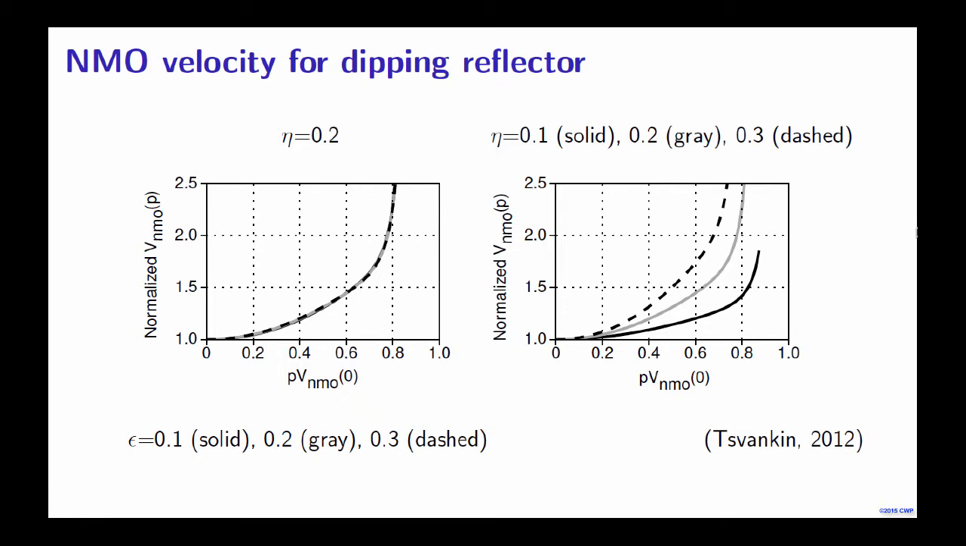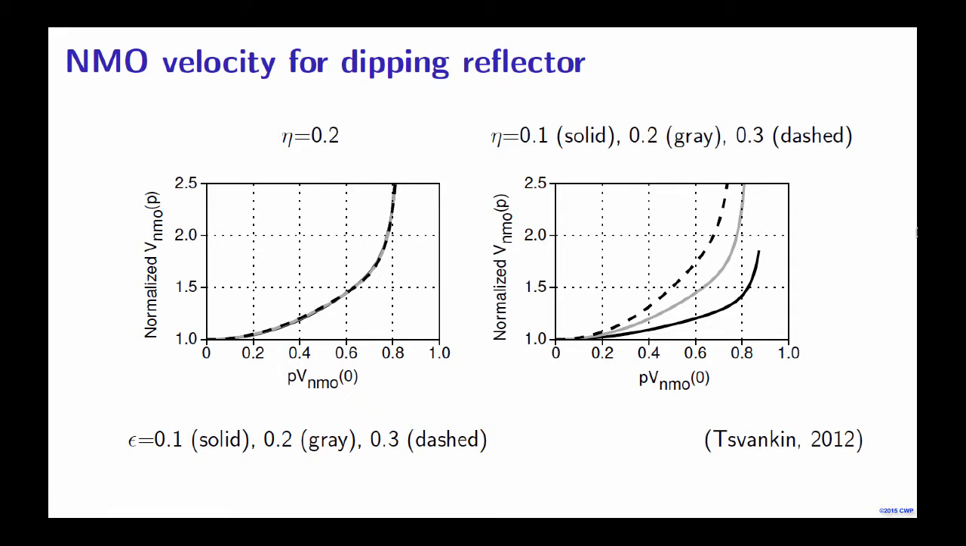The plot on the left shows three dependencies for three different models with different values of epsilon and delta, however with the same value of eta. And the plot on the right shows the dependence for three models with three different values of eta. Now clearly the normal moveout velocity is affected by eta in the presence of dip, and typically if dip reaches 25-30 degrees, the normal moveout velocity becomes sufficiently sensitive to the anellipticity parameter eta.